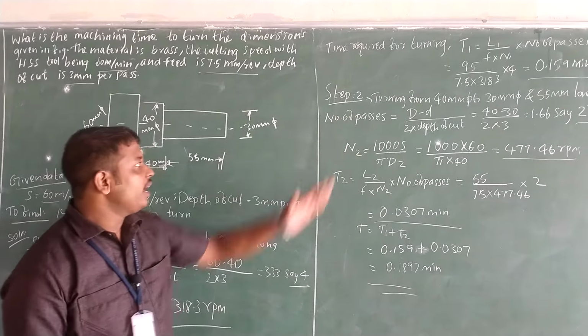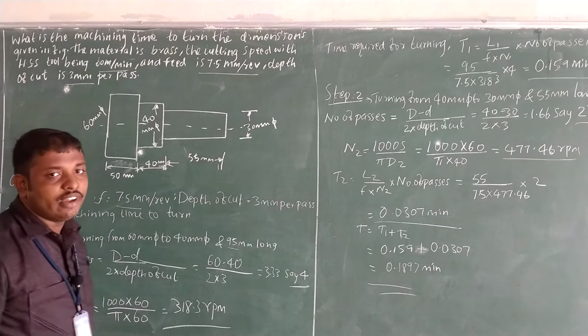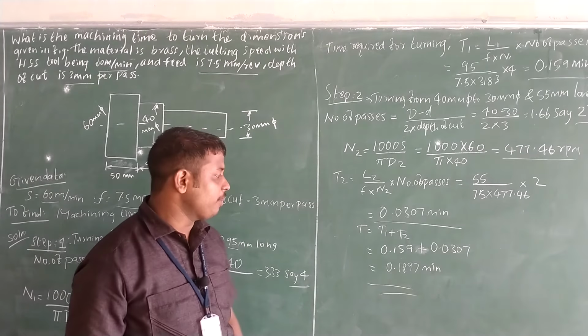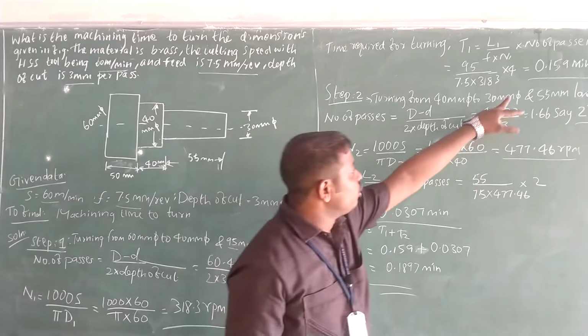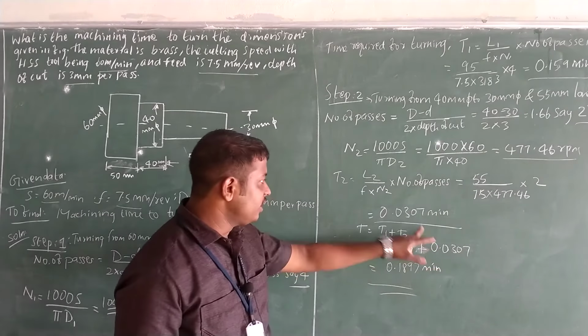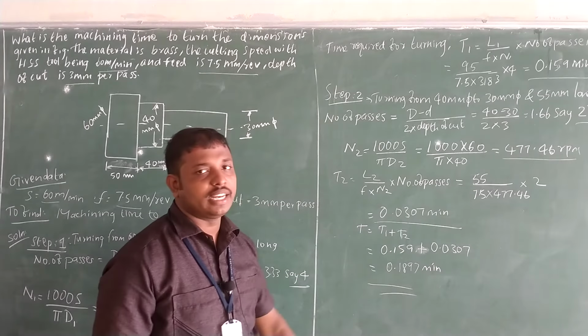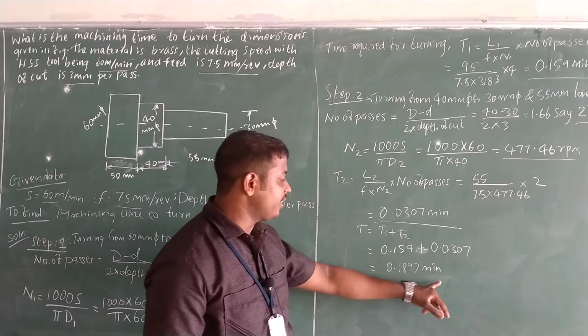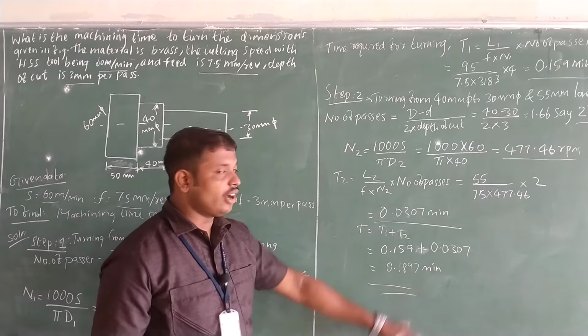Next we find the total time. T equals T1 plus T2. T1 is 0.159 plus T2, 0.0307. Adding, 0.1897 minute is the answer for this problem.